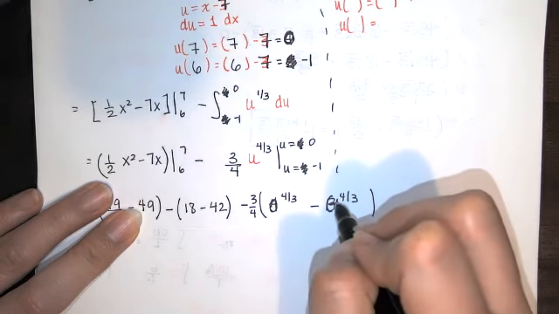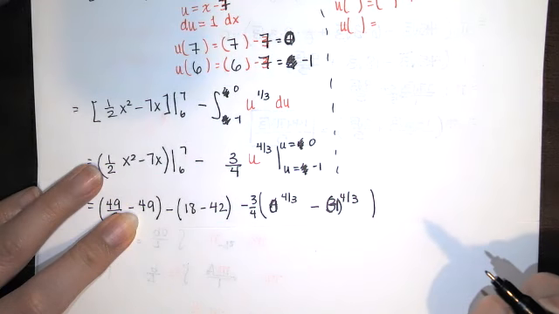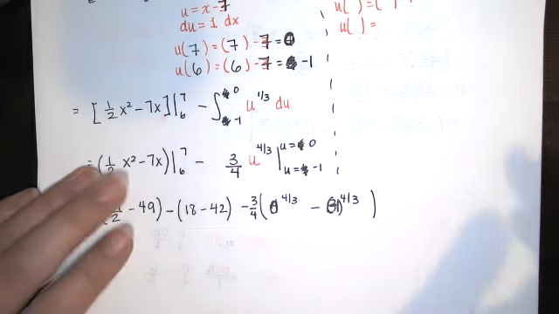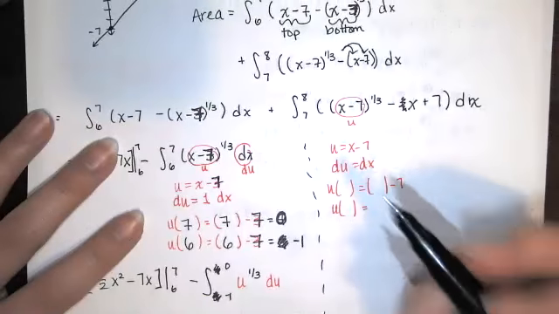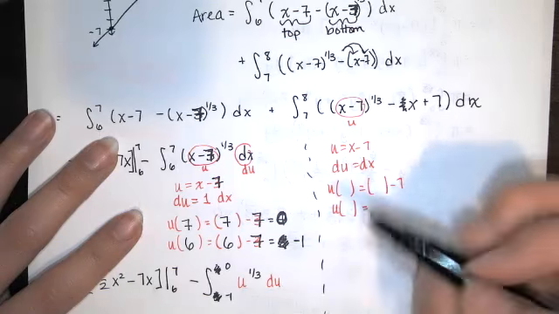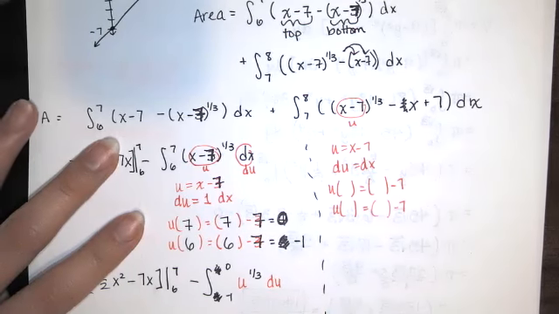0 to the 4/3 power, and a negative 1 to the 4/3 power. Okay, and we'll simplify that in a little bit. I'm sorry, this is so messy this time. All right, so now I'm over here. I'm glad I caught that mistake.